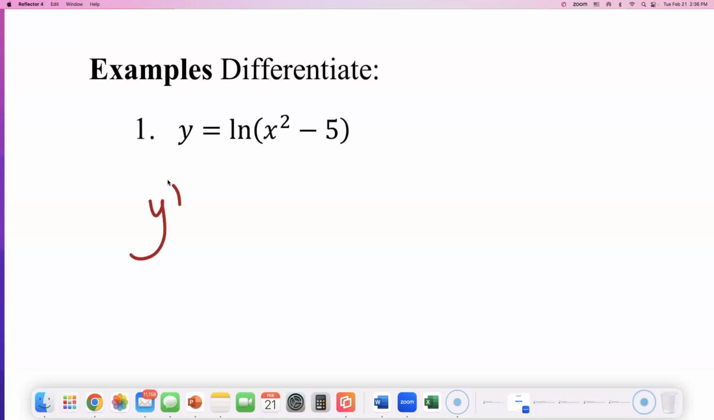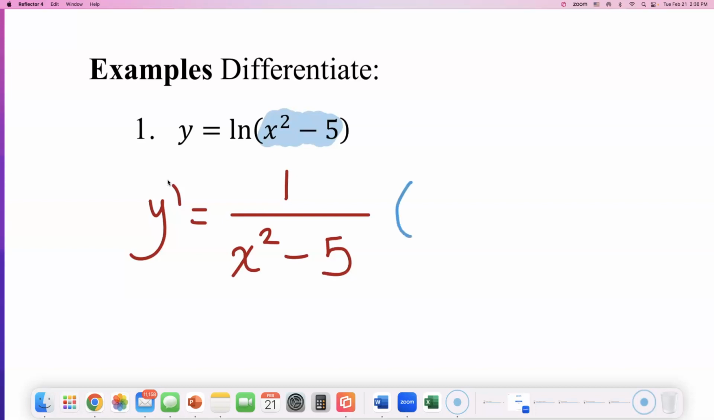So here's the derivative. You will do 1 over x squared minus 5 first. So it's always 1 over the log argument. But don't stop there. Whenever that log argument is more than just x, like in this case it is x squared minus 5, you need to take the derivative of that and multiply by it. So what is the derivative of x squared minus 5? 2x. So your answer is 1 over x squared minus 5 times 2x.